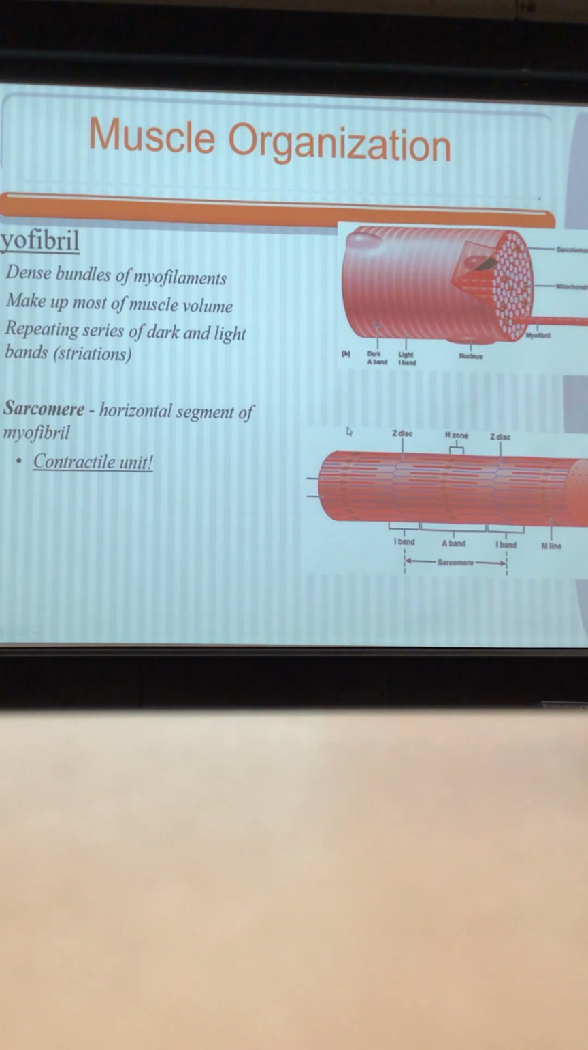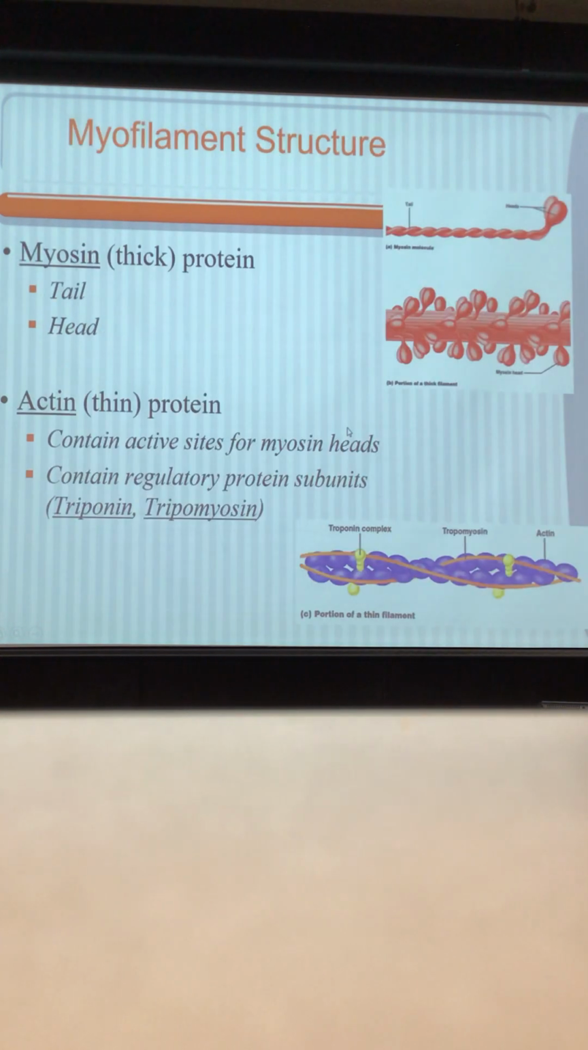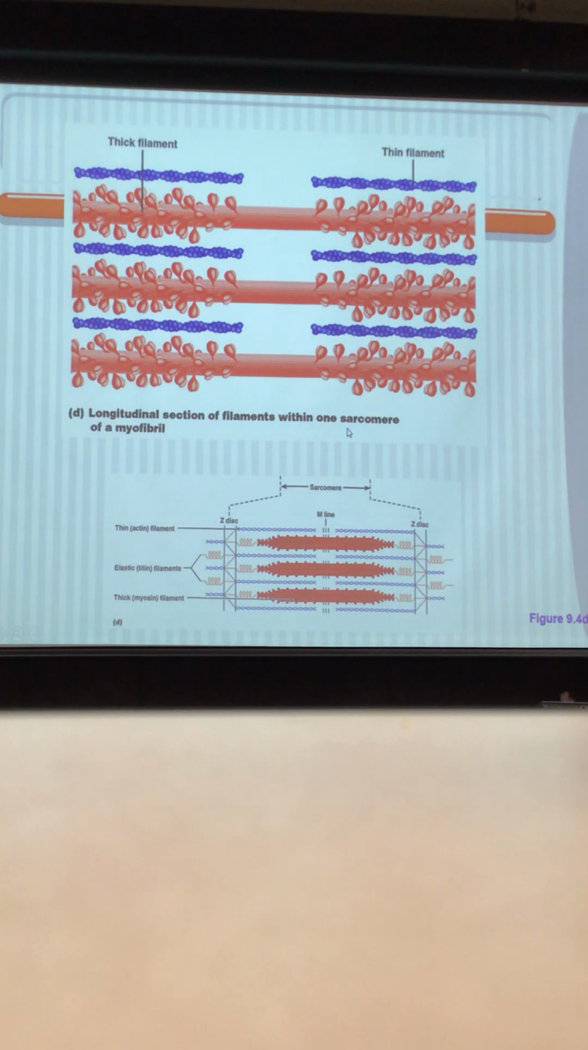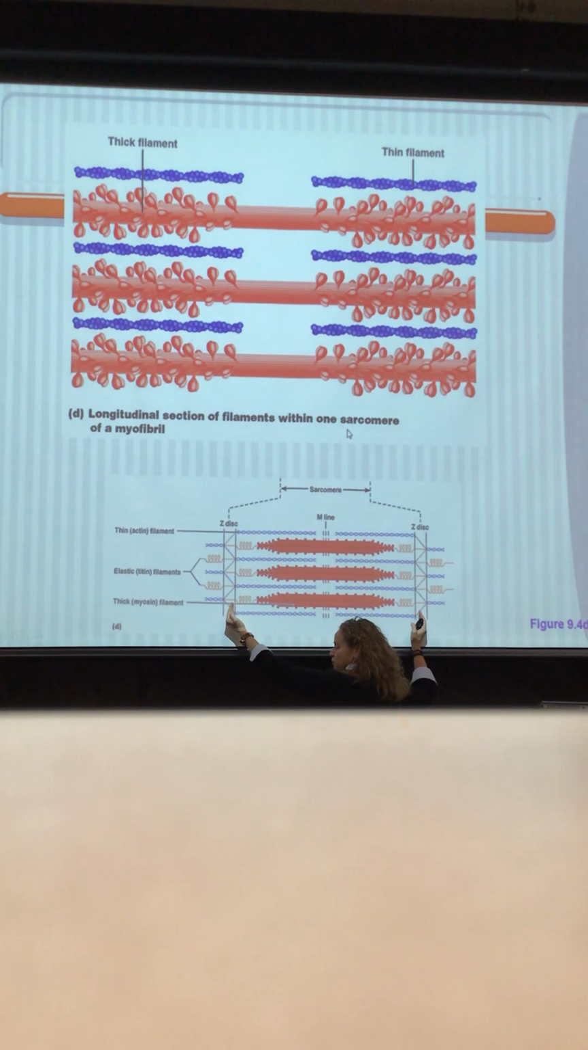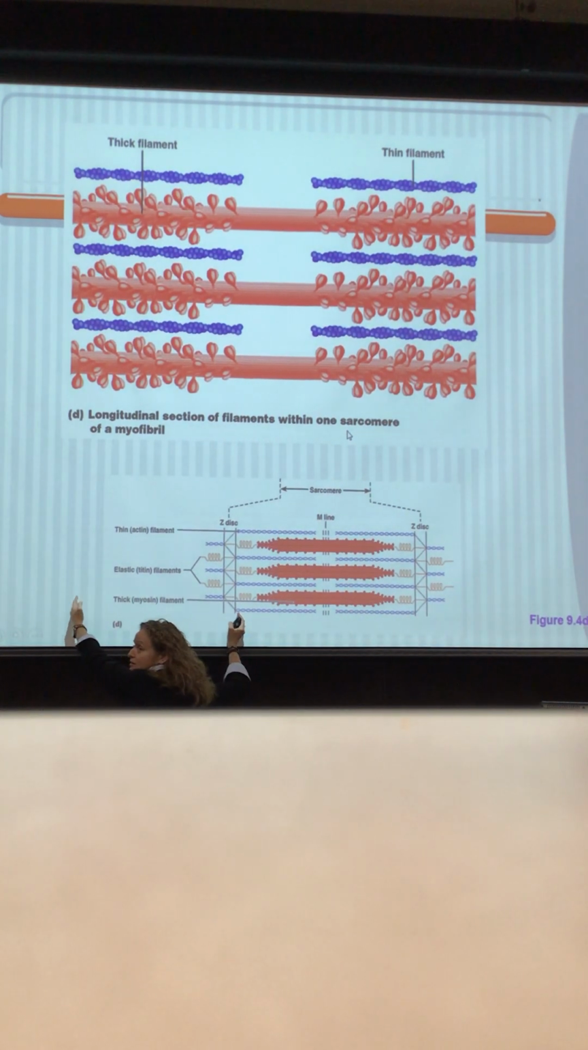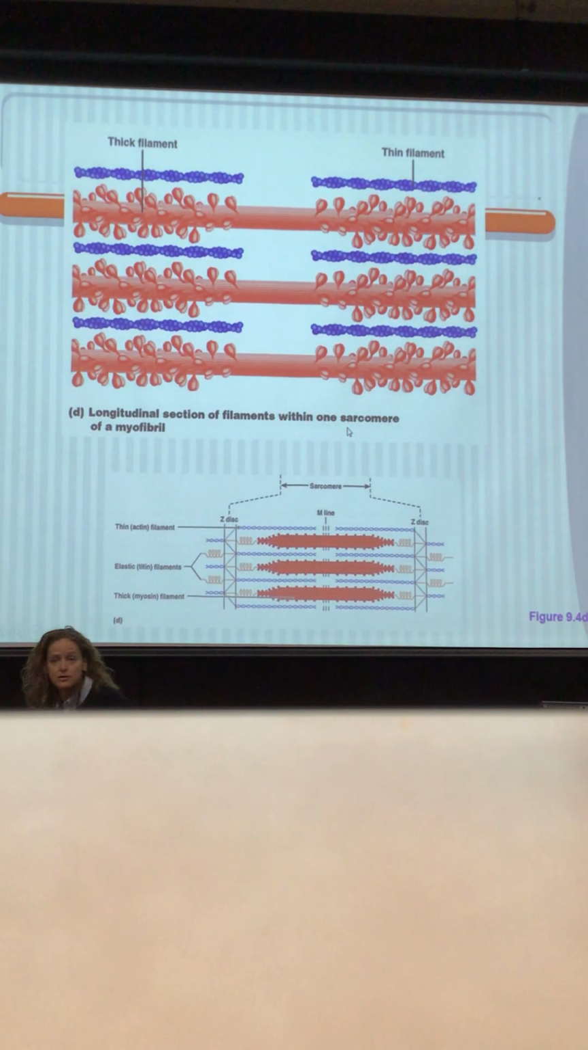I just showed you what one little sarcomere looks like, right? But of course, it's not just one. The actin and myosin form one unit here, one sarcomere, and then right next to it's another, and another, and another.